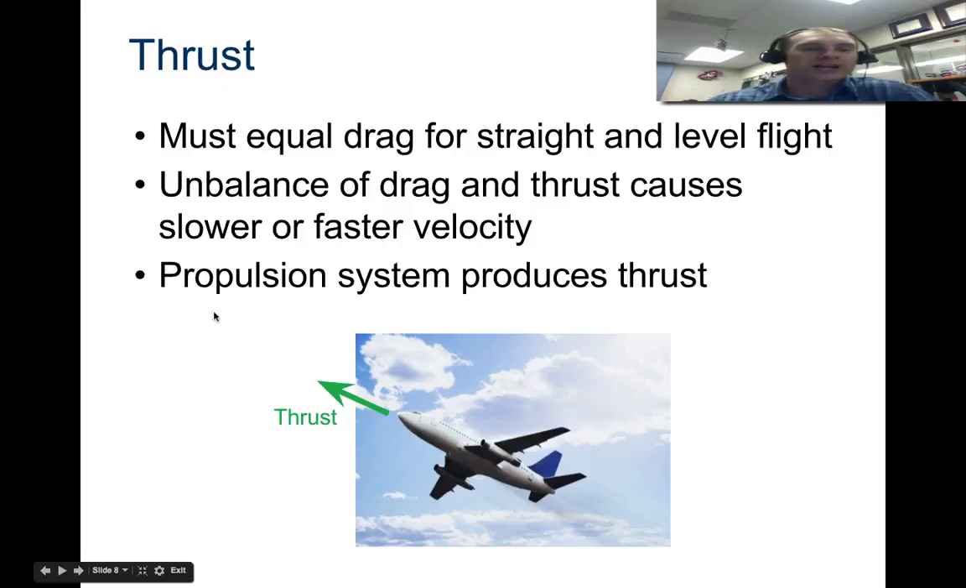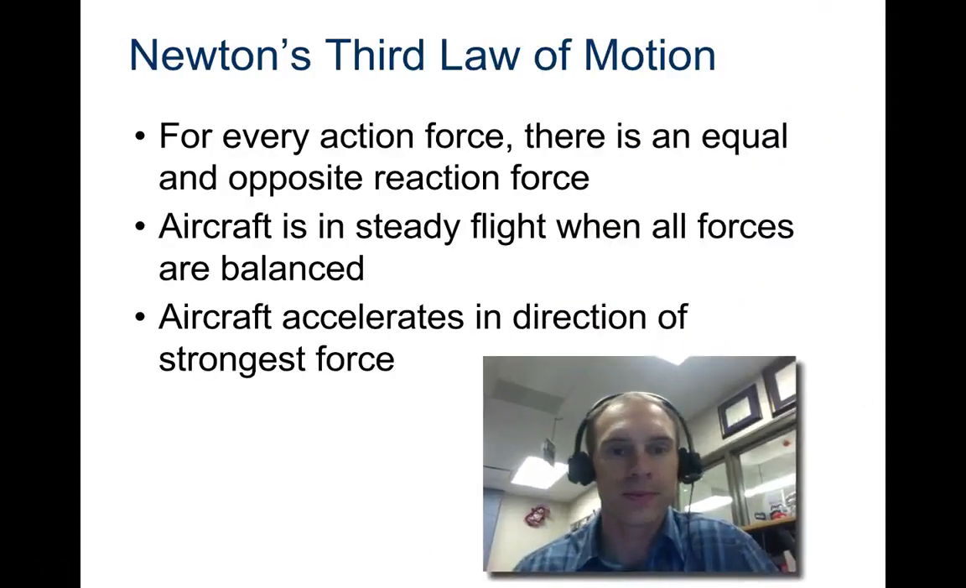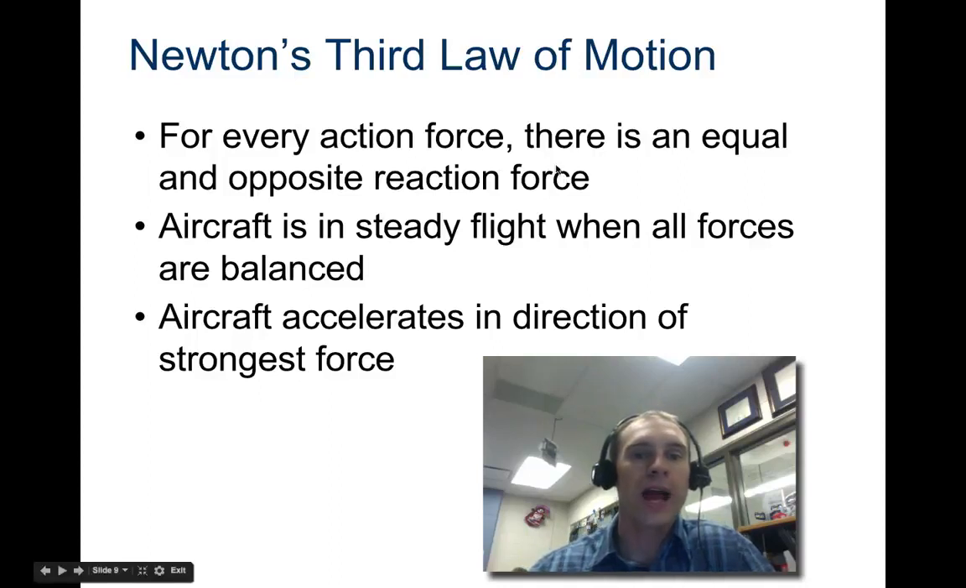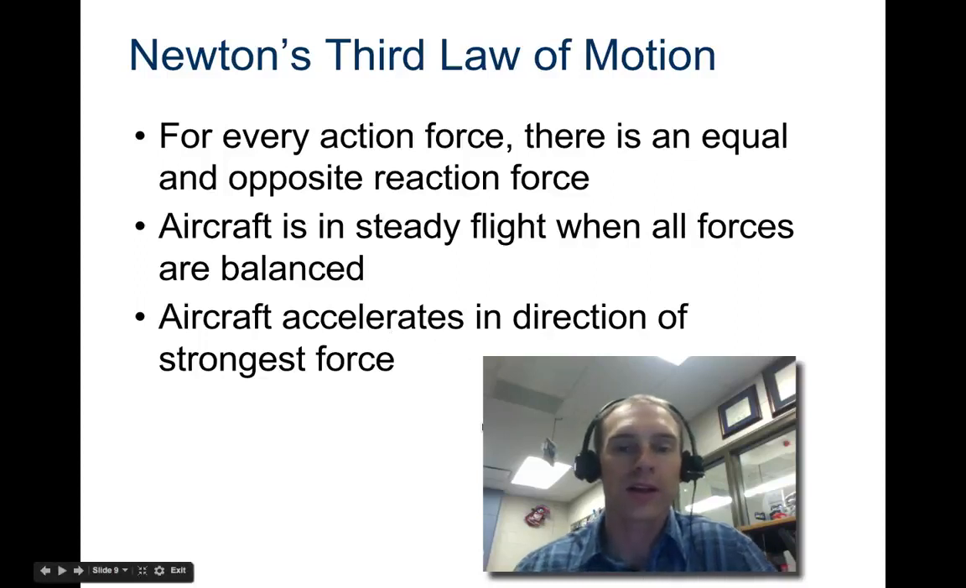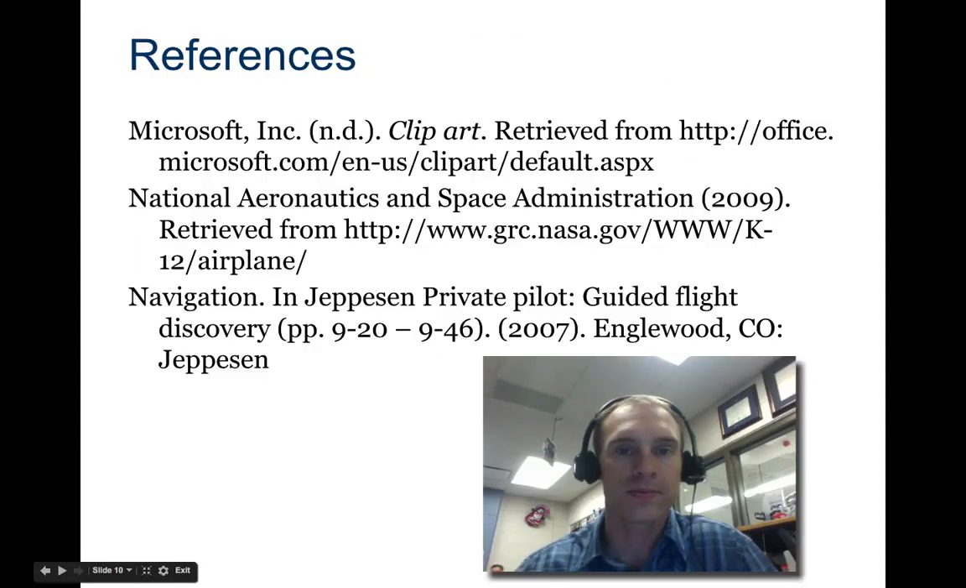So propulsion, or engine, and we're going to start getting into specific types of propulsion in the forms of jet engines. So again, Newton's third law: every action has an equal and opposite reaction. An aircraft is in steady flight when all the forces are balanced, and aircraft accelerate in the direction of the strongest force. That's it.